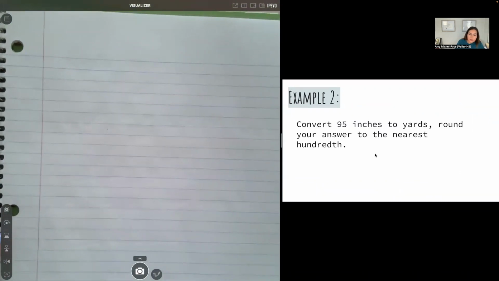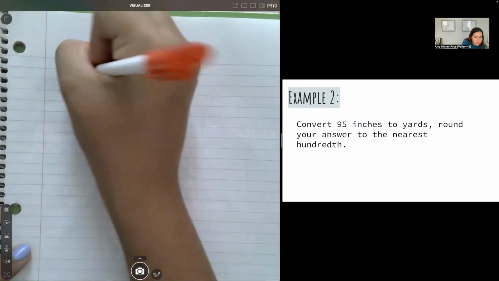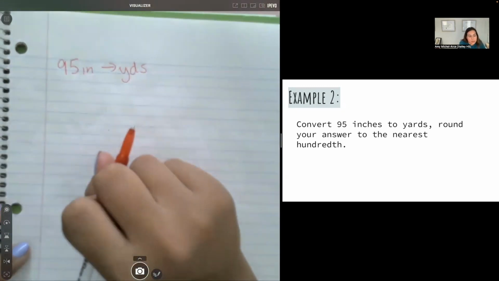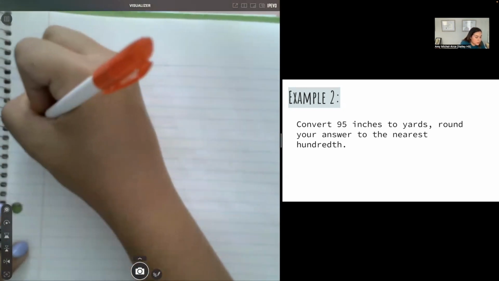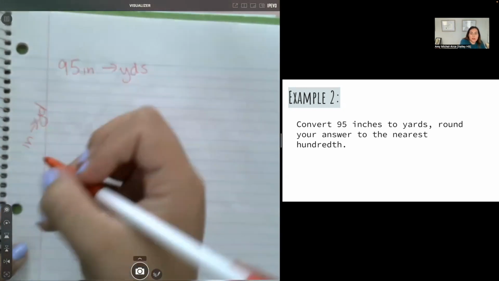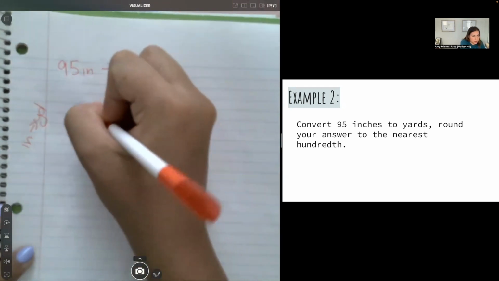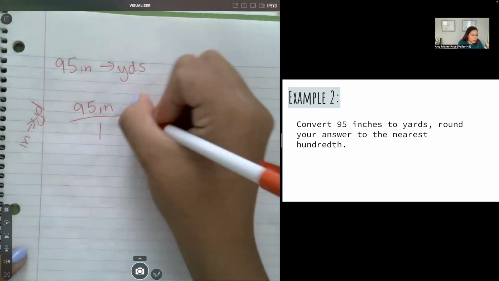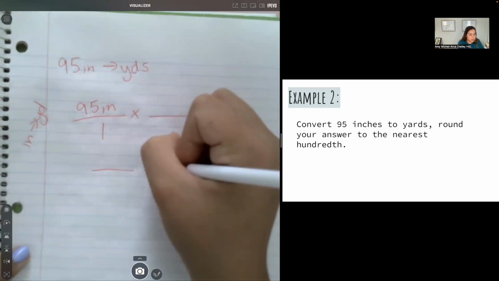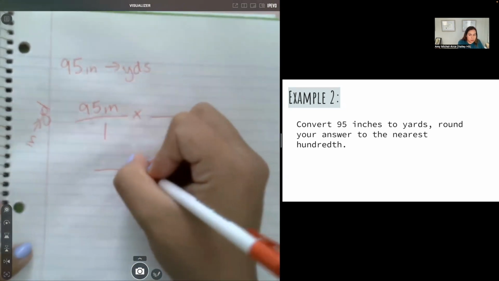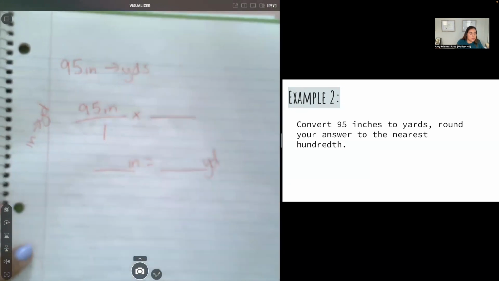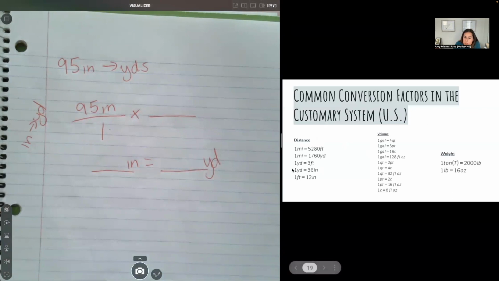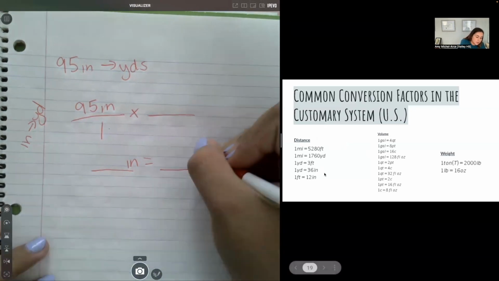So second example, convert 95 inches into yards. And we want to round to the hundredths place. So I'm going from inches to yards. We're going to start with listing what we're converting in fraction form. So put a 1 under the whole number. We're going to multiply by that conversion factor as a fraction. First, we need that conversion factor. So inches to yards, how are they related? I'm going to go back to the slide that has all those. So here we see 1 yard is the same as 36 inches.